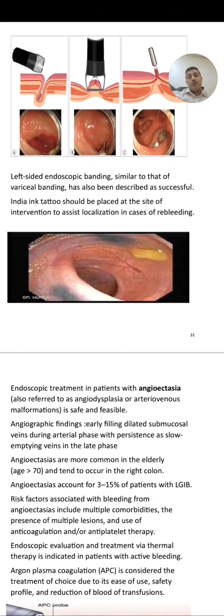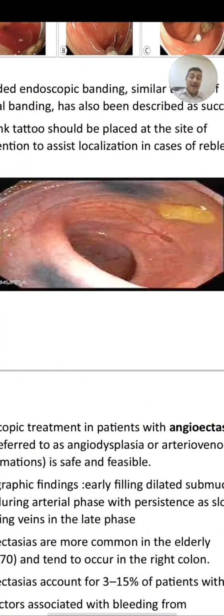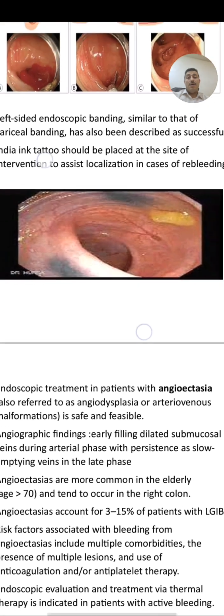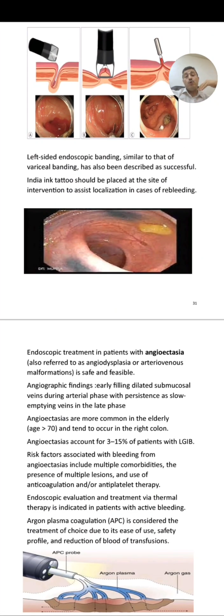Okay. They talk also about banding. If you remember, banding is a gold option for variceal bleeding. Some endoscopists, and this actually depends on the endoscopist's experience, will do banding on a left-sided lesion as a source of bleeding. Also, tattooing. Here is the tattoo, how India ink is used to localize the bleeding if we are planning to do re-intervention endoscopy again, or we are going to go for surgery.